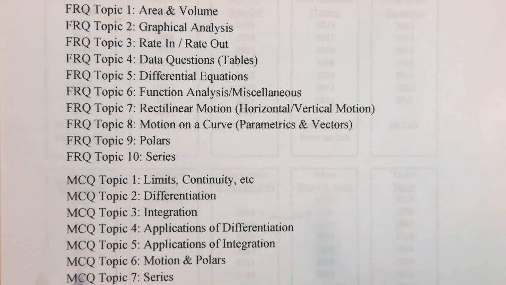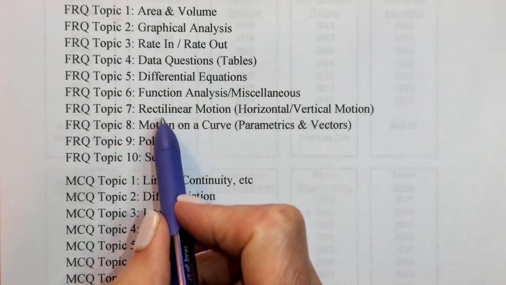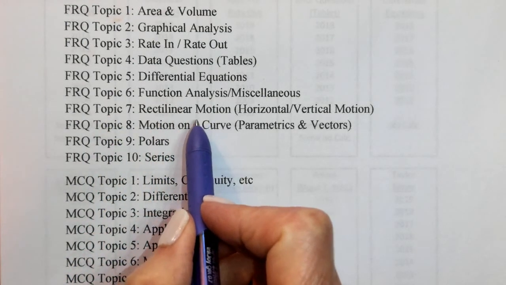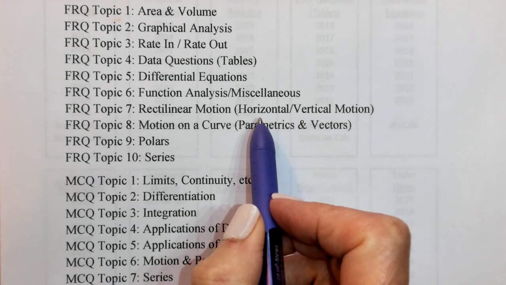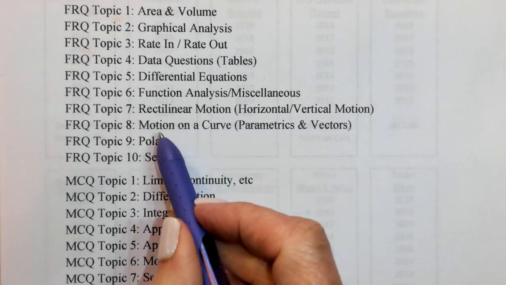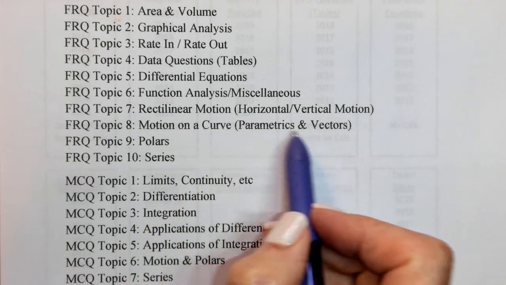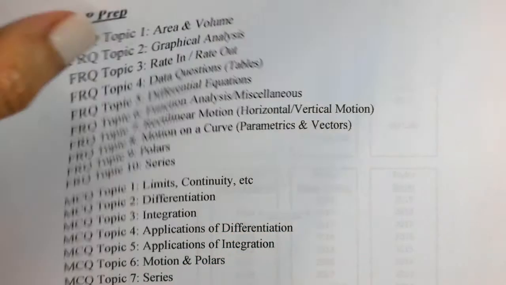We are on topic 7, FRQ topic 7. In this topic, we cover rectilinear motion, which is horizontal and vertical motion. This is a topic that we did in the fall, not to be confused with motion along a curve, which we did in the springtime. So that'll be coming up next.